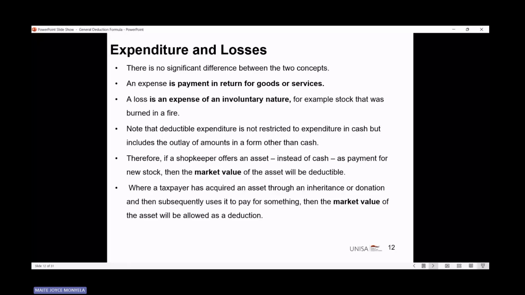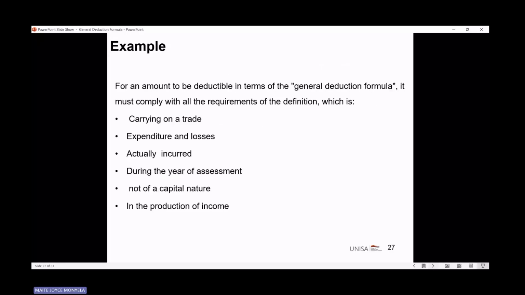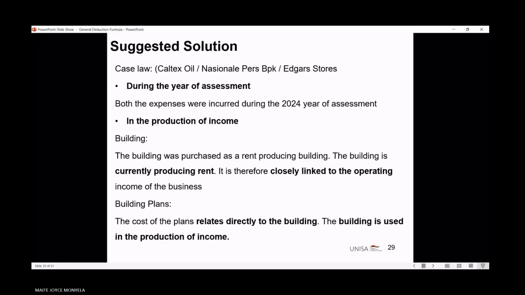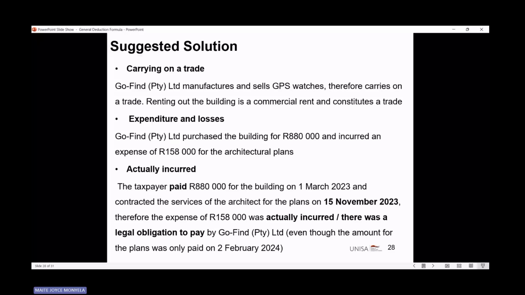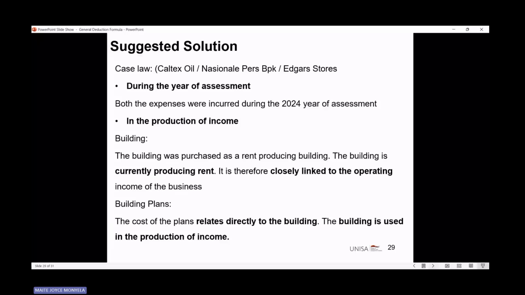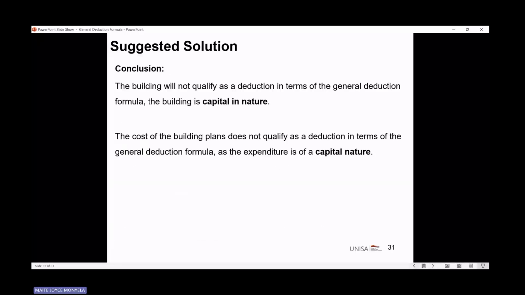So let's discuss any other question. I saw that when we were discussing in the beginning, it was 800,000, and then afterwards it was 880,000. So, is that an error? Okay, sorry, it is an error. It's 800,000. Okay, thank you. But all in all, do you understand the last requirement, of a capital nature? Because it's the only requirement that was not met to make it not deductible.